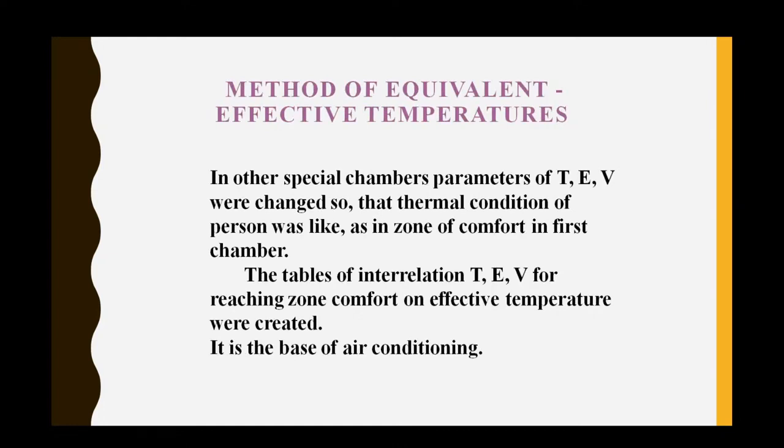A continuation of this method was the method of equivalent effective temperatures. Another special chamber was constructed where all parameters of microclimate, temperature, humidity and air velocity, would change, so that the thermal condition of a person was like in the zone of comfort in the first chamber. Tables of interrelation of temperature, humidity and speed of air movement for reaching the zone of comfort on effective temperature were created. On this method, air conditioning was founded. This is the base for future air conditioning, because we improve microclimate by air conditioning.